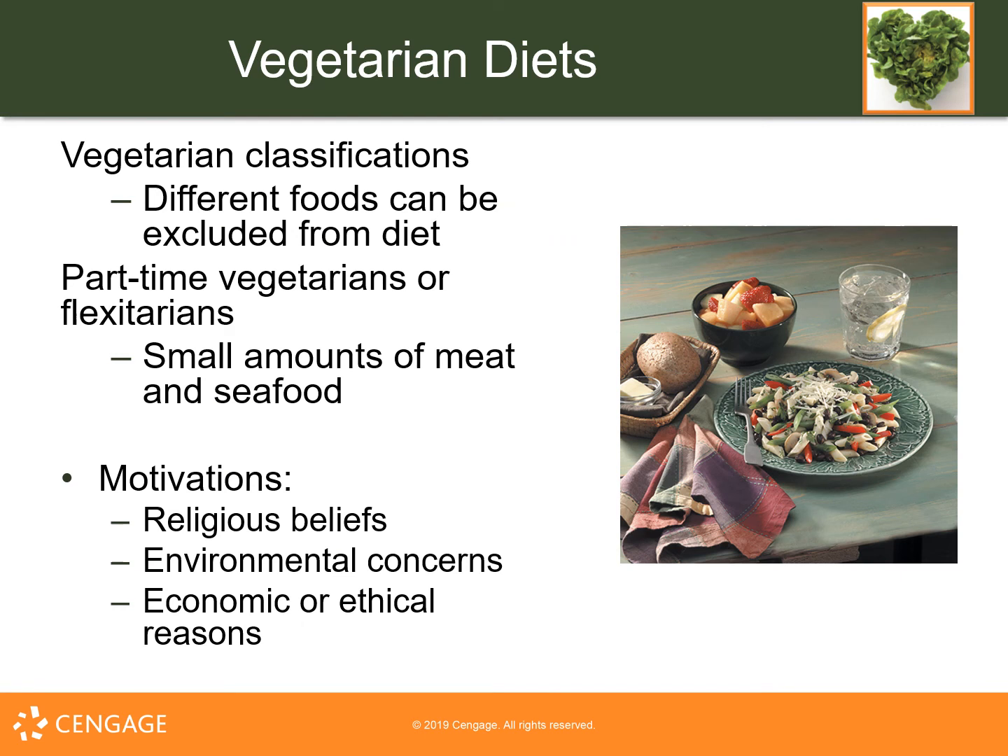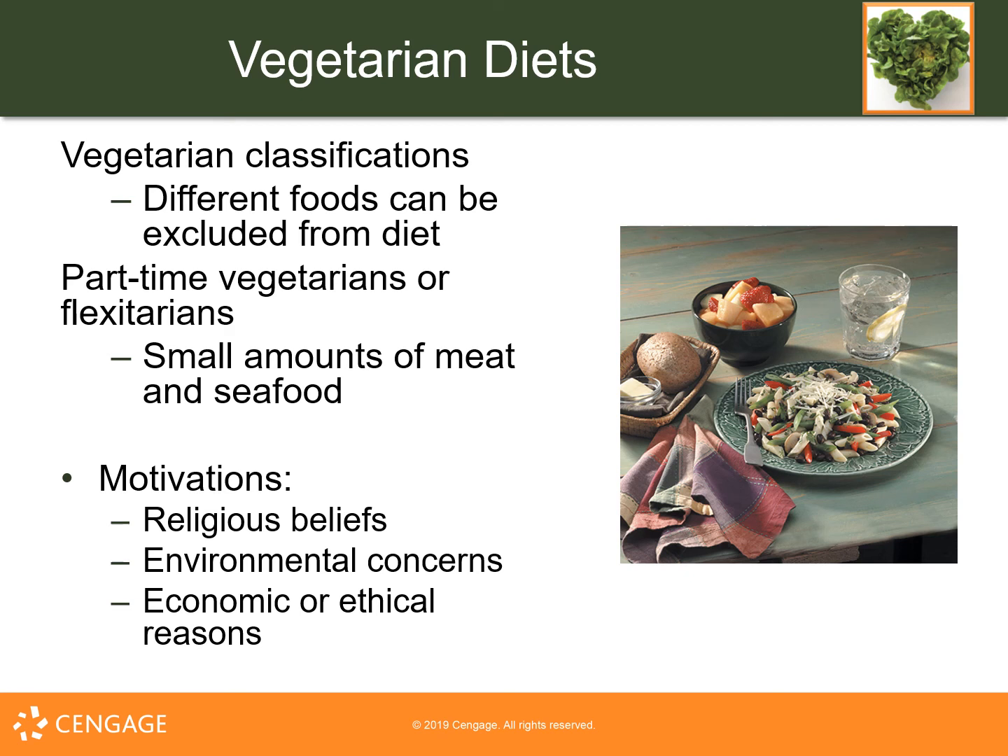So, vegetarian classifications. Different foods can be excluded from the diet. Vegetarian diets vary, so some exclude red meat only, some exclude poultry or seafood, others also exclude eggs, and some exclude milk and milk products as well. So it's very dependent on the individual and their choices.